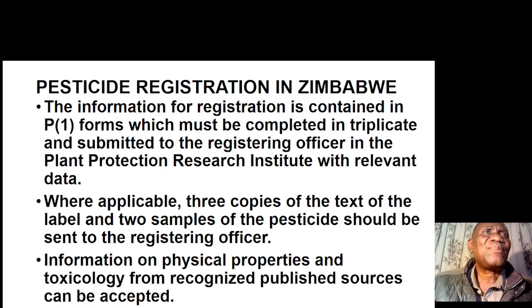Where applicable, 3 copies of the text of the label and 2 samples of the pesticide should be sent to the registering officer. Information on physical properties and toxicology from recognized published sources can be accepted.